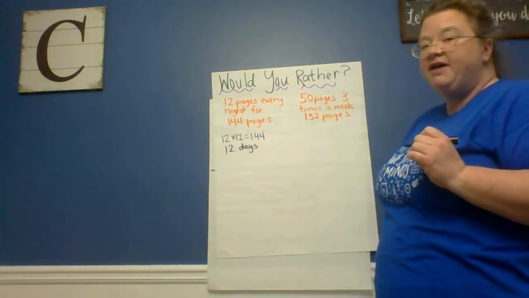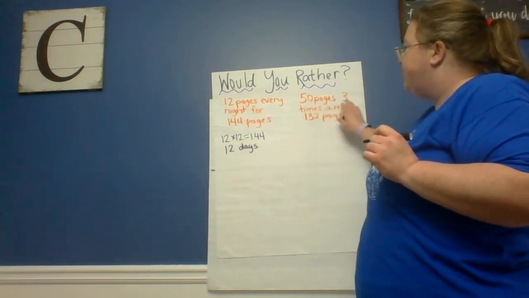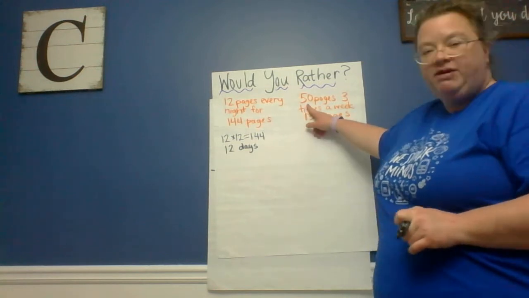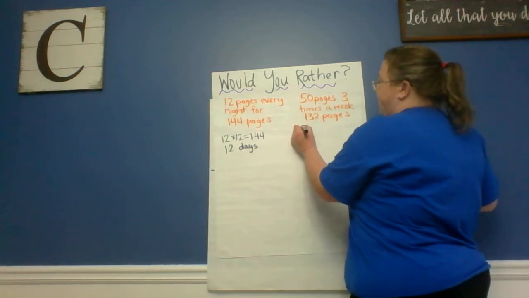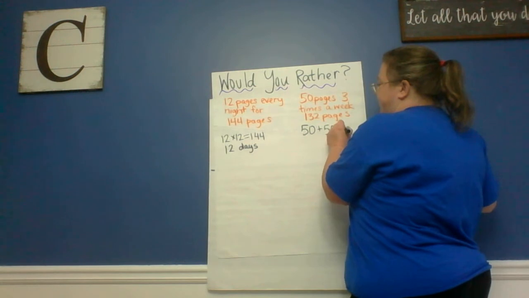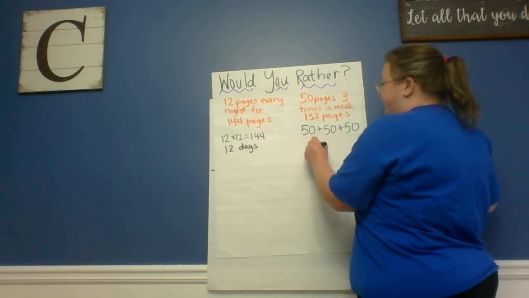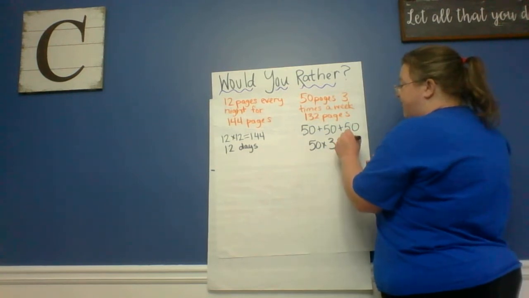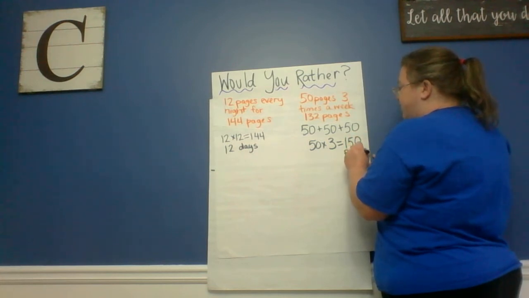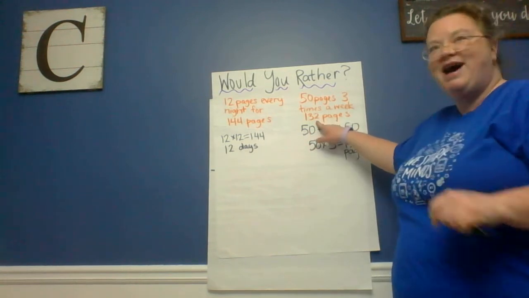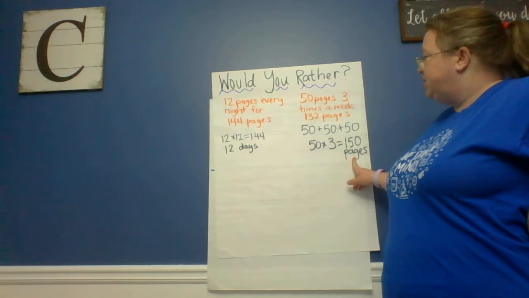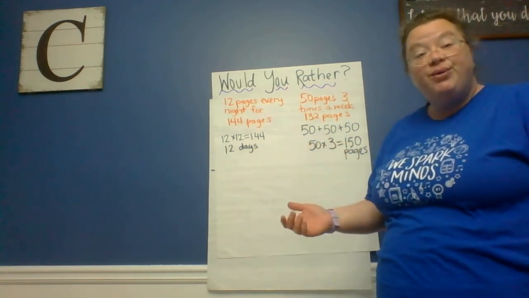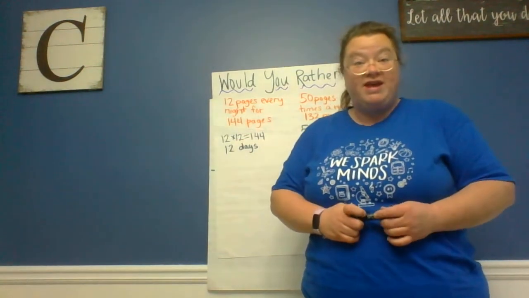Okay? So now if I think about the other side over here, if I'm reading 50 pages three times a week for a total of 132 pages, let's think about that for a minute. If I read 50 pages three times a week, that'd be 50 plus 50 plus 50. Three times 50, we could also write like that. And what would our answer be? Hopefully you remember 3 times 5 is 15 with that zero. So that would let me read 150 pages in 3 days. Now that is more than my book. So I would finish a book in 3 days doing it this way, or this book I'd finish in 12 days. So think about that and think about which one you would rather do. All right, and in your Google Doc, you're going to type that up with an explanation.